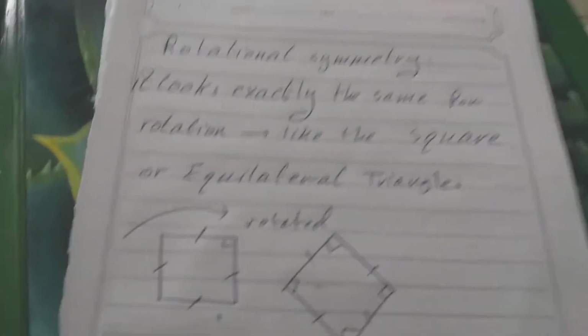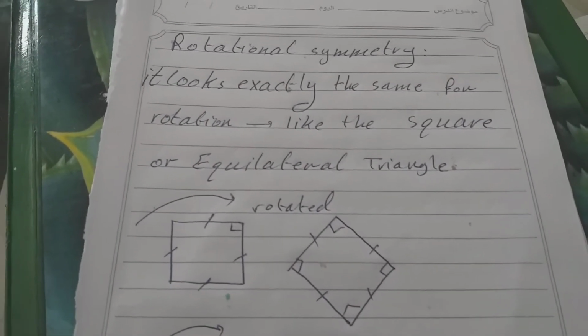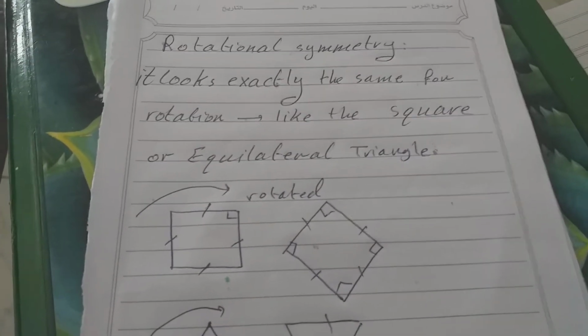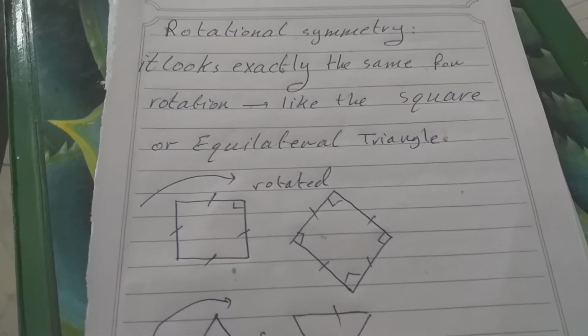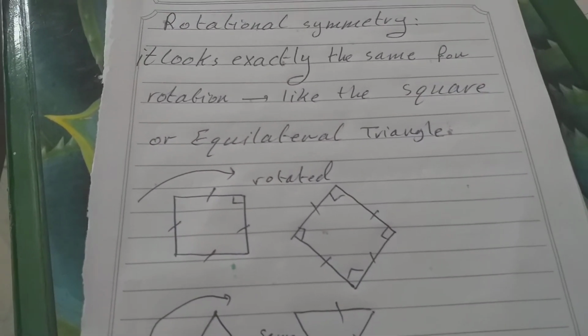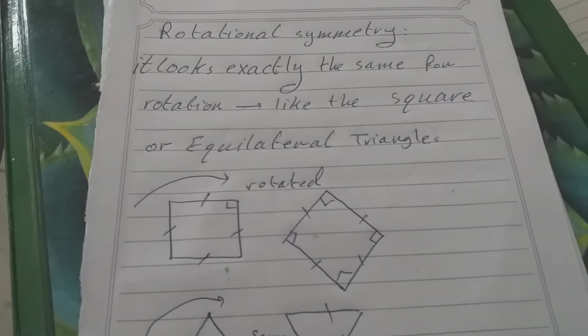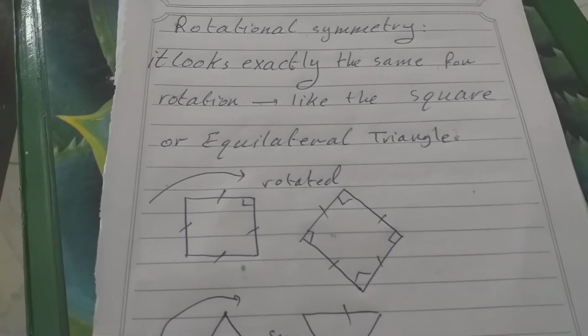Now, rotational symmetry. What does rotational symmetry mean? It means the figure looks exactly the same under rotation, or any kind of rotation actually. Like the square. If you keep the square rotated, it will give you the same figure. It's not going to be changed.